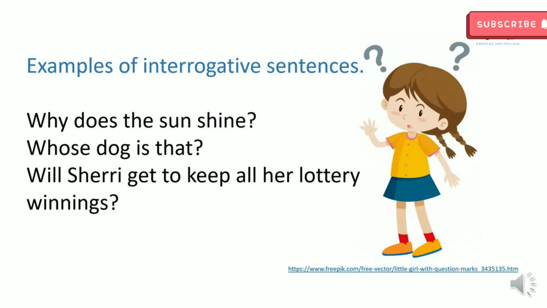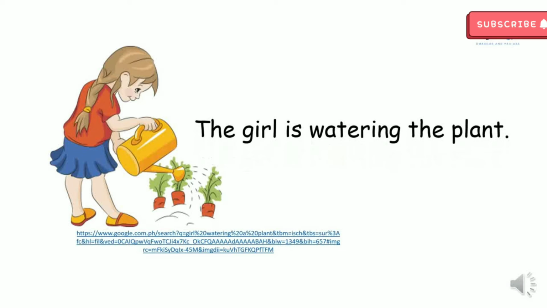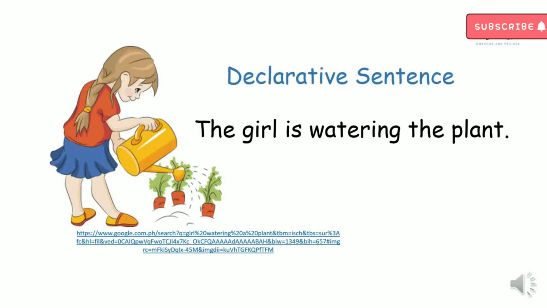Let's try a few items as practice exercise. Let us make sentences using the pictures given. Here is the first one. What is the girl doing? Very good. The girl is watering the plant. What kind of sentence did we use? Correct. It is a declarative sentence, because we simply state what the girl is doing in the picture. Let us also note that a declarative sentence ends with a period.